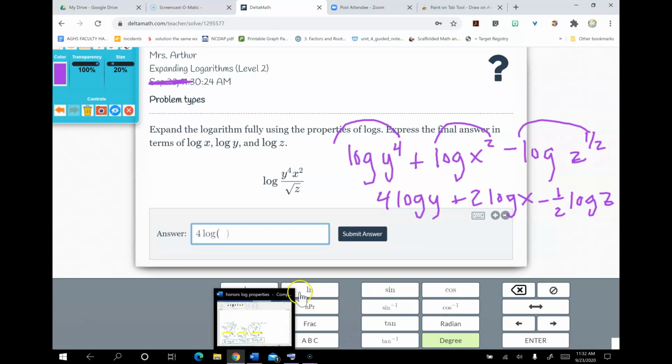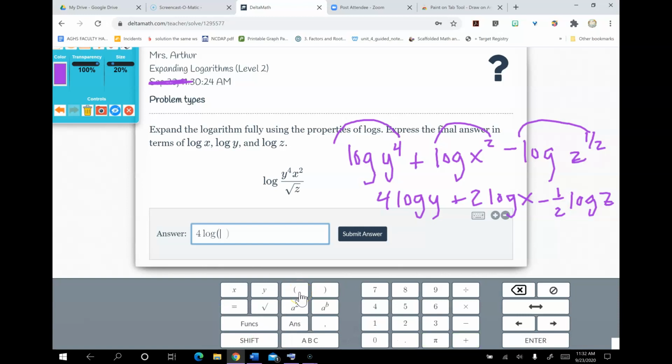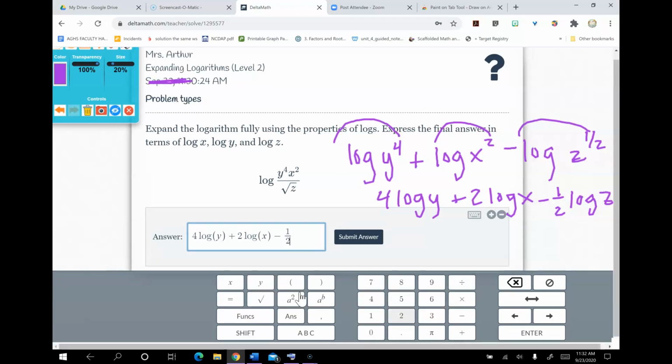So I'm going to go back to here. So it's log of y. Close your parentheses. Delta Math likes the inside in parentheses. Okay, so make sure you put parentheses around your insides. Okay. And then plus 2, pull up functions again, of log. Inside is x. Close parentheses. Minus 1/2. To do a fraction, you just do 1 divided by 2 and it makes it for you.